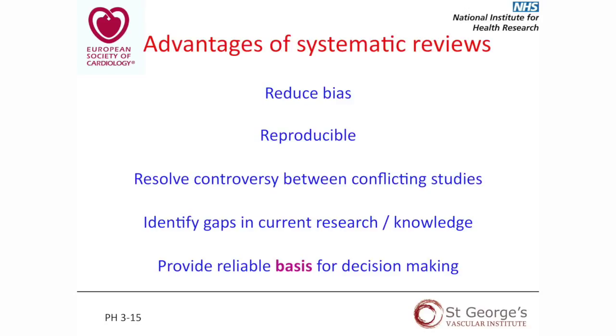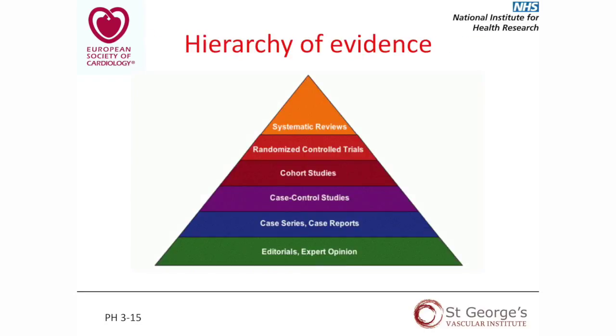So if we do this properly, systematic reviews can reduce bias, or aim to reduce bias. They're entirely reproducible, and in those two facts, they resolve controversy between conflicting studies. They can also be used to identify gaps in current knowledge or areas for future research, and thereby provide a reliable basis for decision making, which includes regulation and funding. I'm sure you've seen this in the last 24 hours.